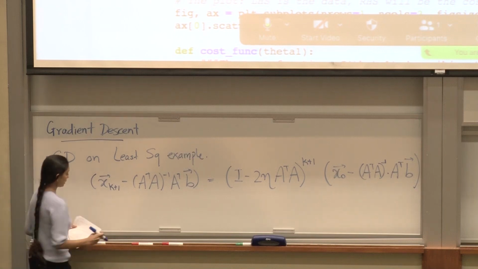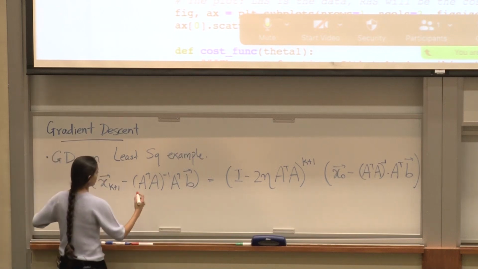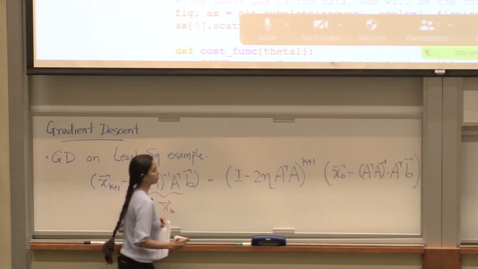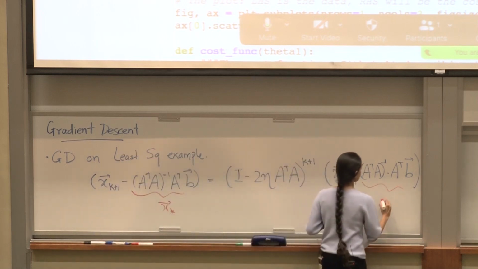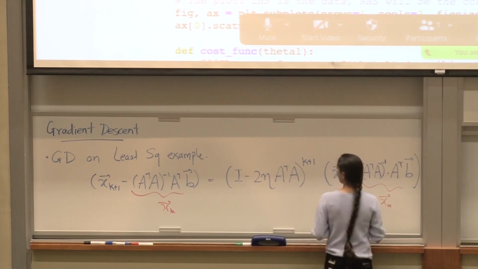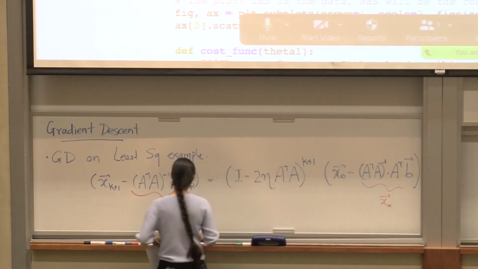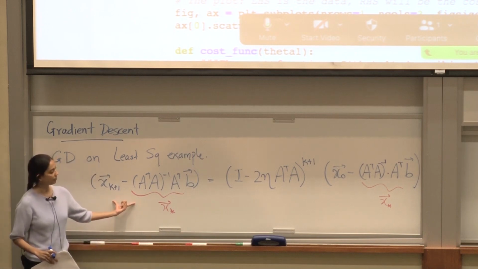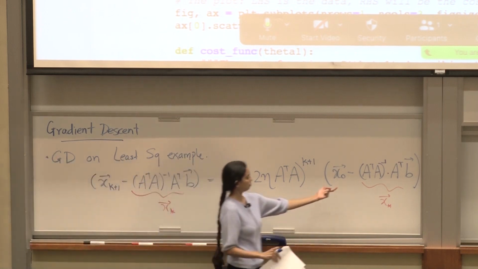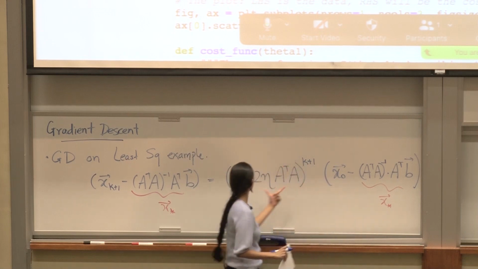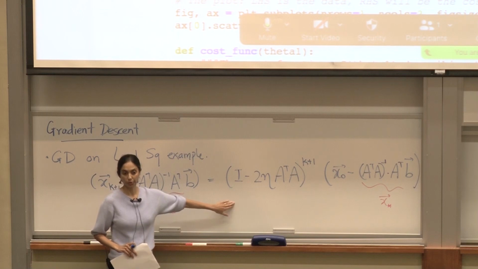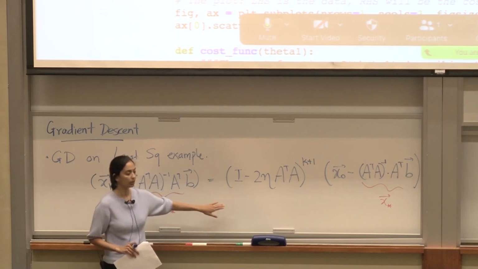And here, this is just x star, our optimal solution. So what we did was look at how far we are from the optimal solution. If you start out at x_0 minus x star, then you're going to decay according to the powers of this particular matrix. Does everyone remember that? Okay.